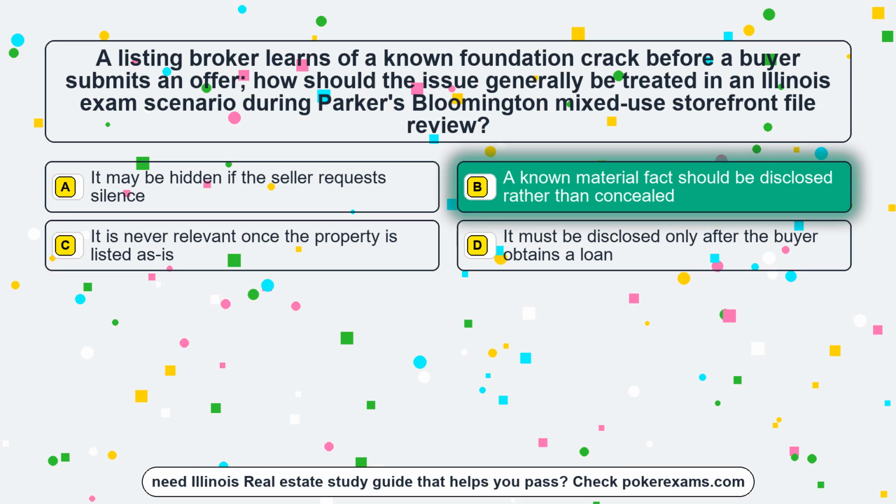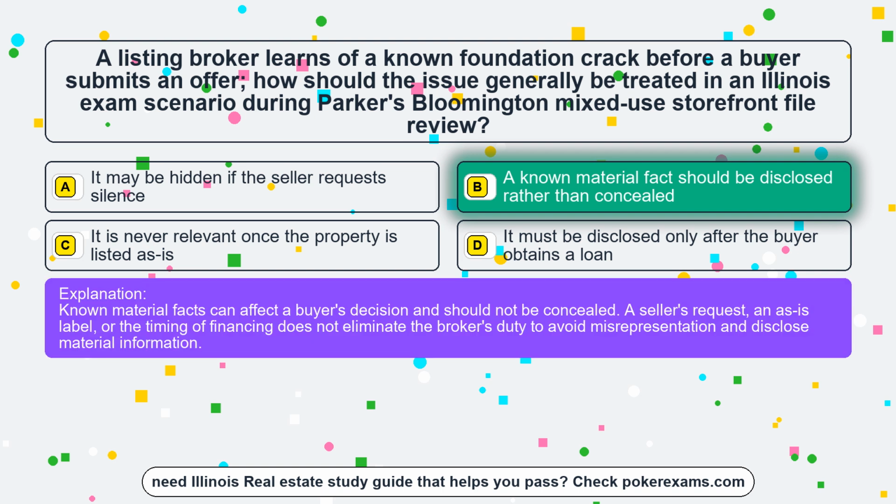The correct answer is option B. A known material fact should be disclosed rather than concealed. Known material facts can affect a buyer's decision and should not be concealed. A seller's request, an as-is label, or the timing of financing does not eliminate the broker's duty to avoid misrepresentation and disclose material information.